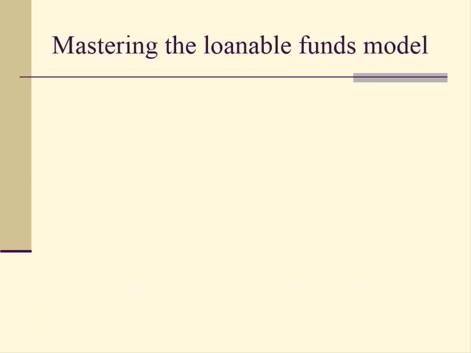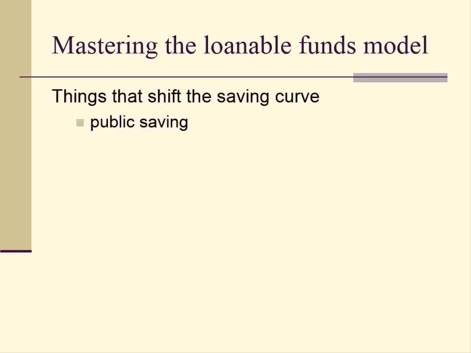Now with those notes, let's try to master the loanable funds model. Here, the things that shift the saving curve are, one, for public saving, fiscal policies, which change G or T. Since public saving is T minus G, when G goes up, public saving goes down, while when T goes up, public saving increases. So when there's an increase in T or decrease in G, supply will increase and shift the supply curve to the right.